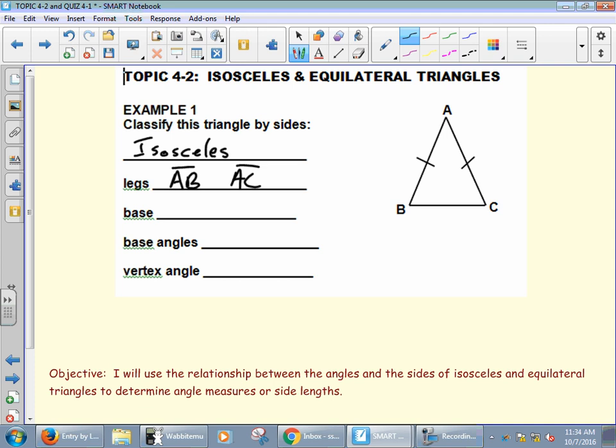Frankie, if you can't find it, I can help you after. Okay? So what is the base then? BC.